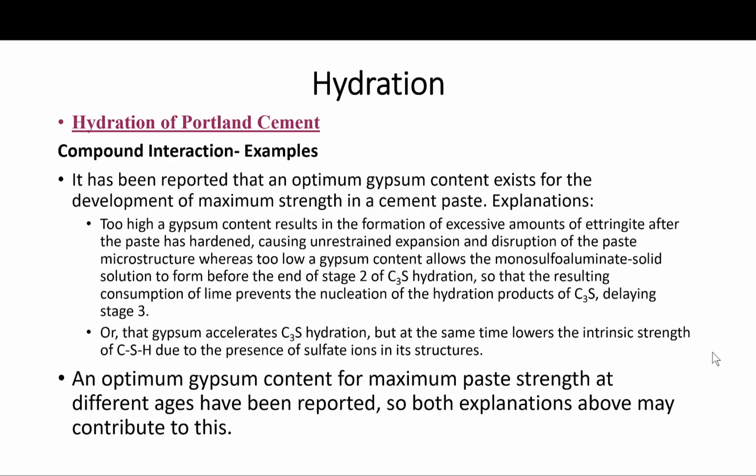Another explanation, though, suggests that gypsum accelerates the C3S hydration, but at the same time it lowers the intrinsic strength of the calcium silicate hydrate due to the presence of sulfate ions within its structure. So since there is a different gypsum content for maximum strength at different ages, both of these explanations may contribute to this phenomenon. Okay.